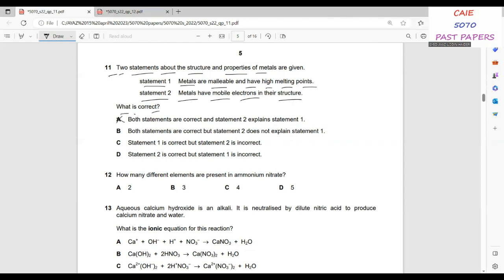Both statements are correct, but statement 2 does not explain statement 1. So A is wrong. B, both statements are correct, but statement 2 does not explain statement 1. This is right. For your convenience, I am reading the other statements also.